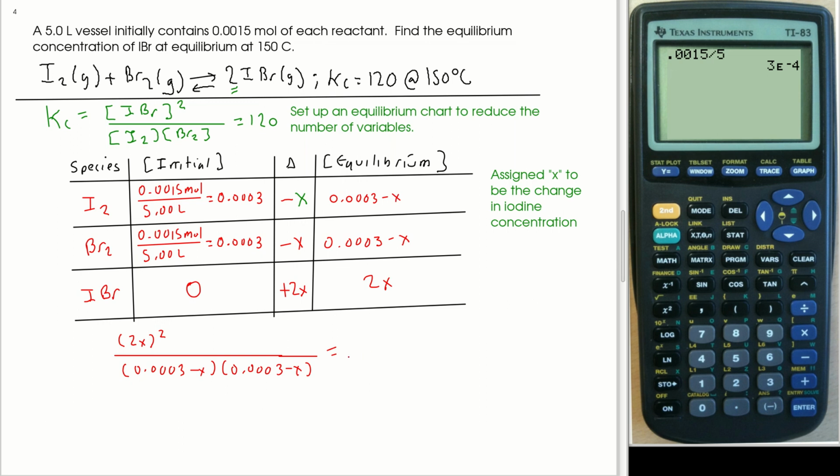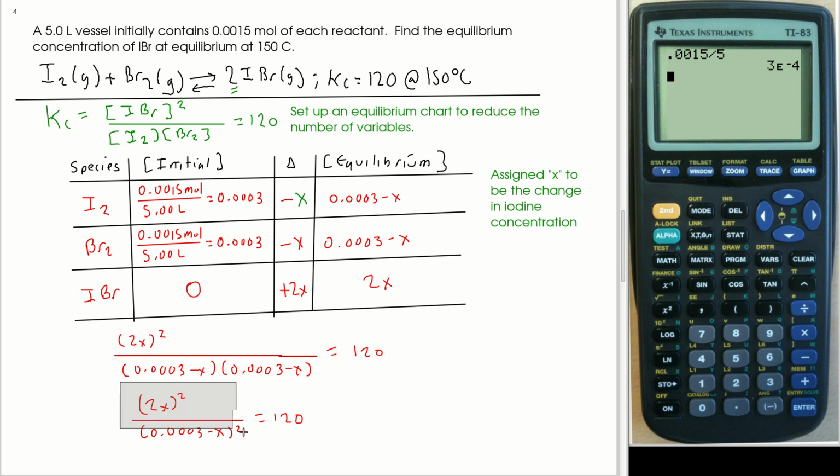And that's going to equal 120. So one thing you might notice here, might make our lives a little easier, is that this expression is completely squared on the left-hand side. The top and the bottom are both squared terms. And we're out of room on this particular slide, so we'll move on to the next one.